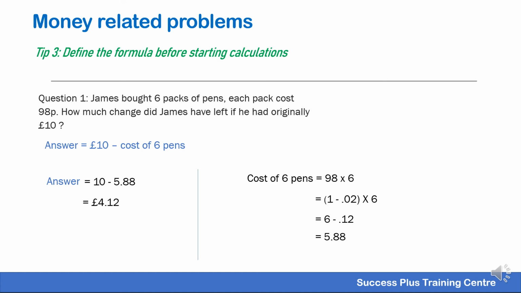We'll use this value in our main formula, so £10 take away the cost of 6 packs should give you the answer to the question. £10 take away 5.88 equals £4.12, and that's the answer to your question.